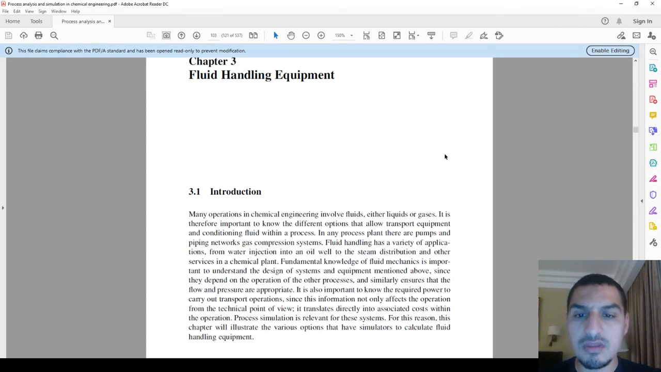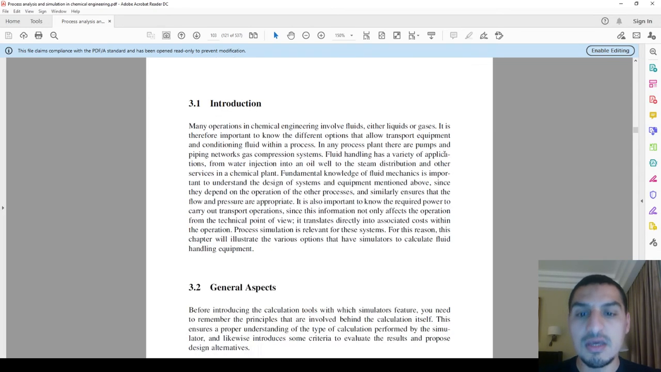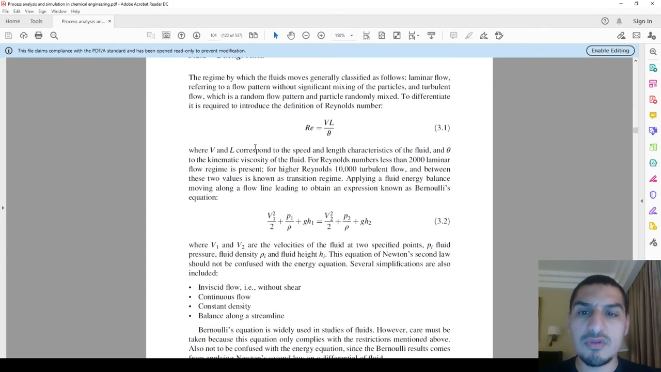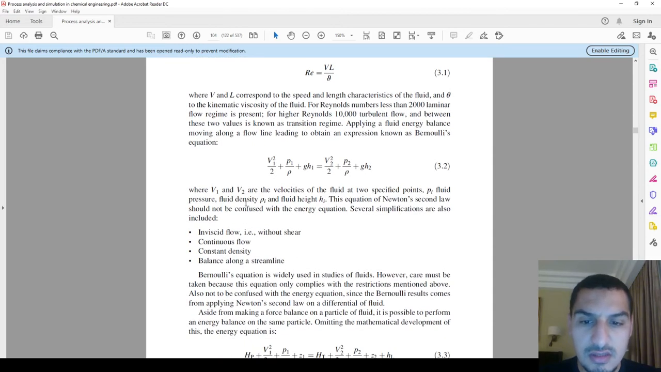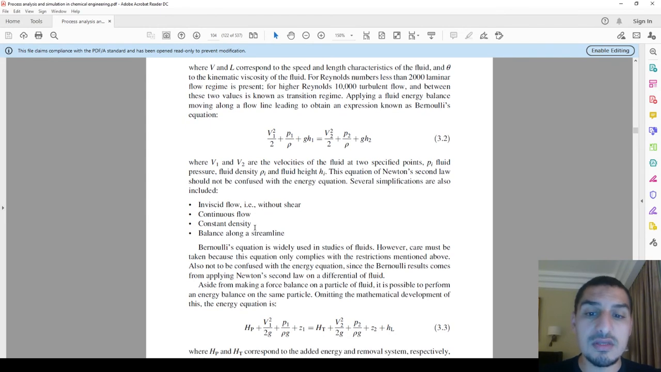This chapter starts with a kind of long review on the background of fluid handling. It starts with some general aspects about fluid flow, what the Reynolds number is, and the simplest energy equation for fluid flow, which is the Bernoulli equation. It's a very famous equation that's used in many applications. It's based on some assumptions, like what's mentioned here: that the flow is inviscid, which means we ignore any shear stress or shear forces, the flow is continuous with a constant density, and it's on the same streamline.